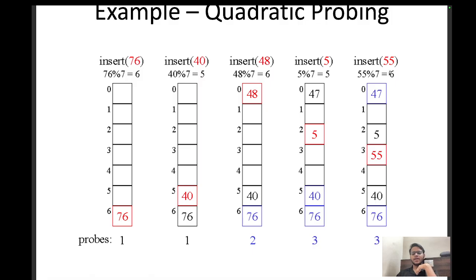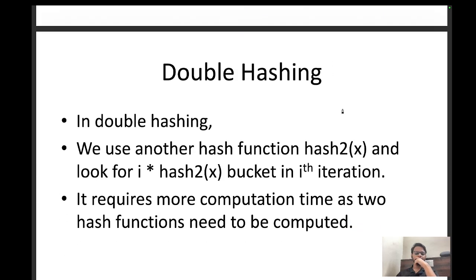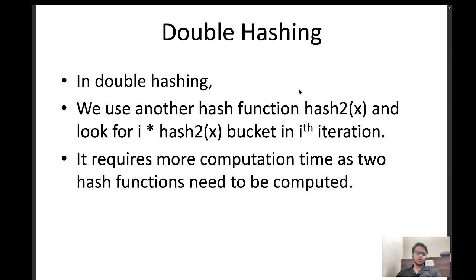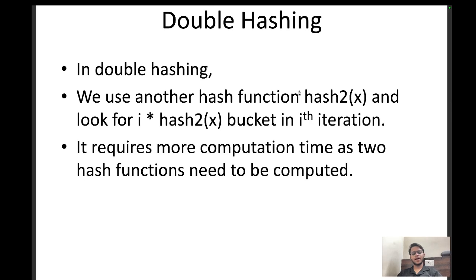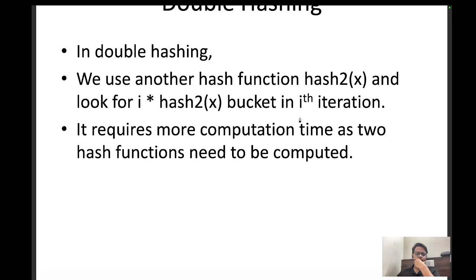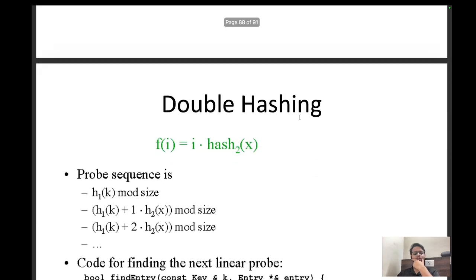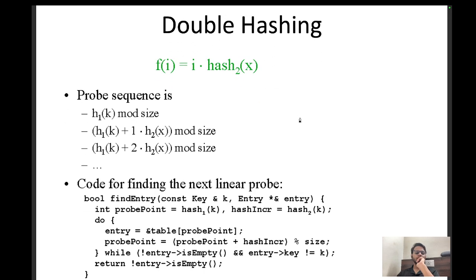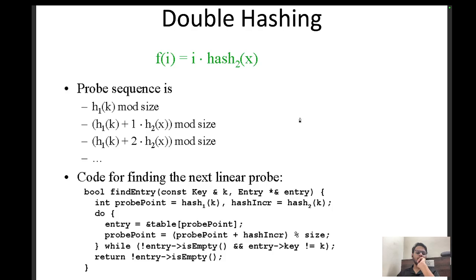And similarly, it goes on for 55 also, and I don't think I need to explain it again and again. We move on to the last and the most important technique of open hashing and closed hashing, which is double hashing. You can frequently see this question coming in your exams. The double hashing technique of the collision resolution techniques: you get a function of f(i) equal to i times hash function of x.